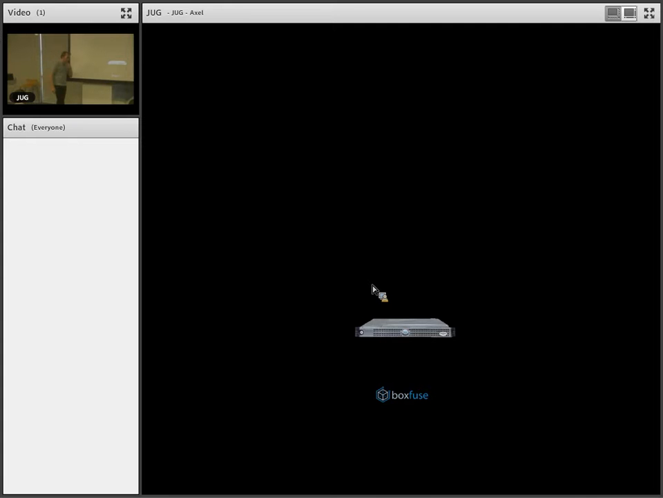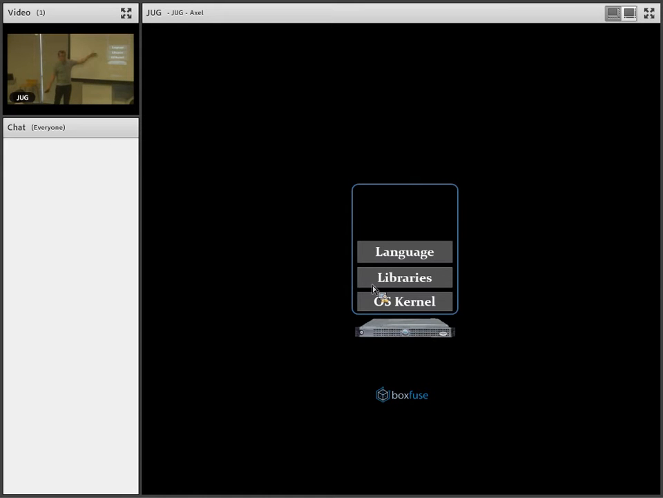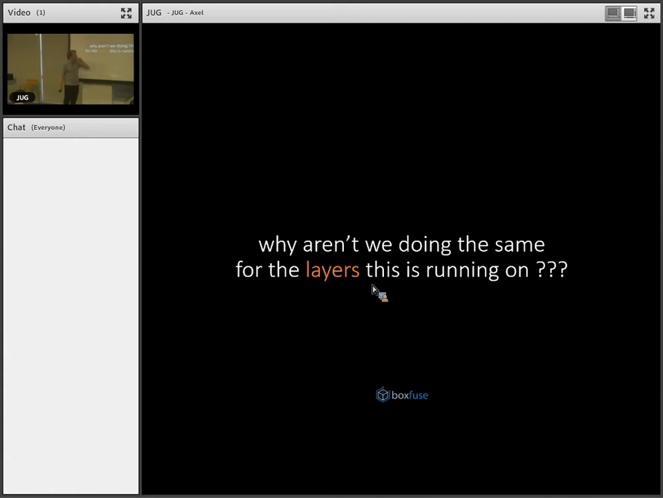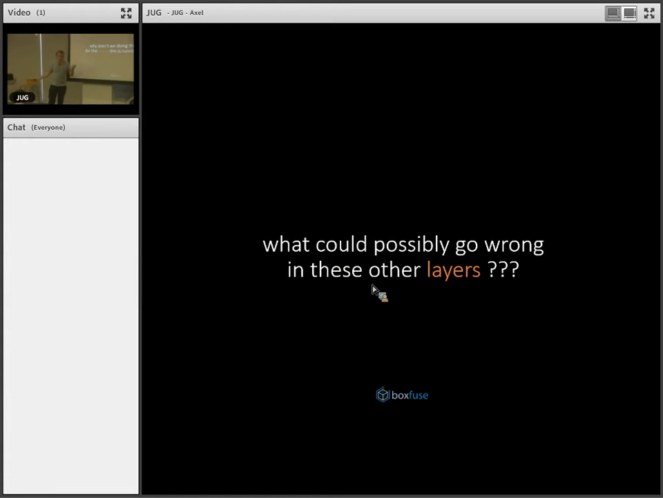So if we look at the layers of our system, we have our hardware at the bottom, and our operating system kernel on top of that, and then some libraries and a language runtime, JVM, something else. We've got an app server, embedded or not, with the application. This is basically the stack we have. And the model we described there really is mostly talking about the top two layers. But the big question here is, why only these two? Why aren't we doing the same for the other layers of our stack? For that, we really have to look at things that could possibly go wrong in these other layers.